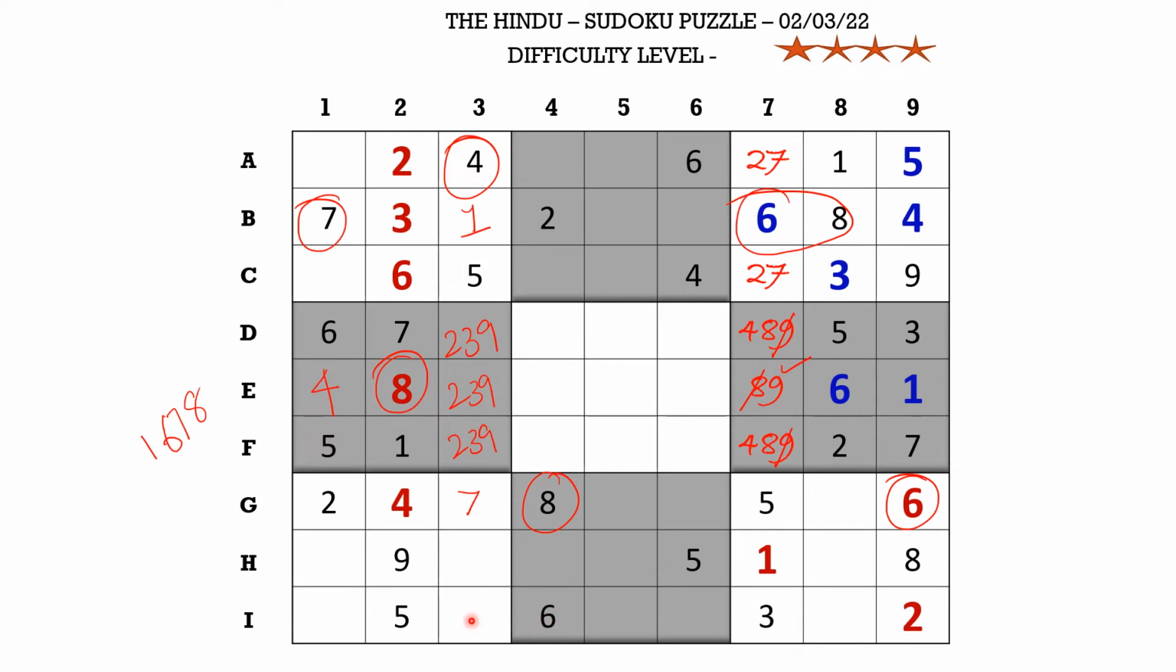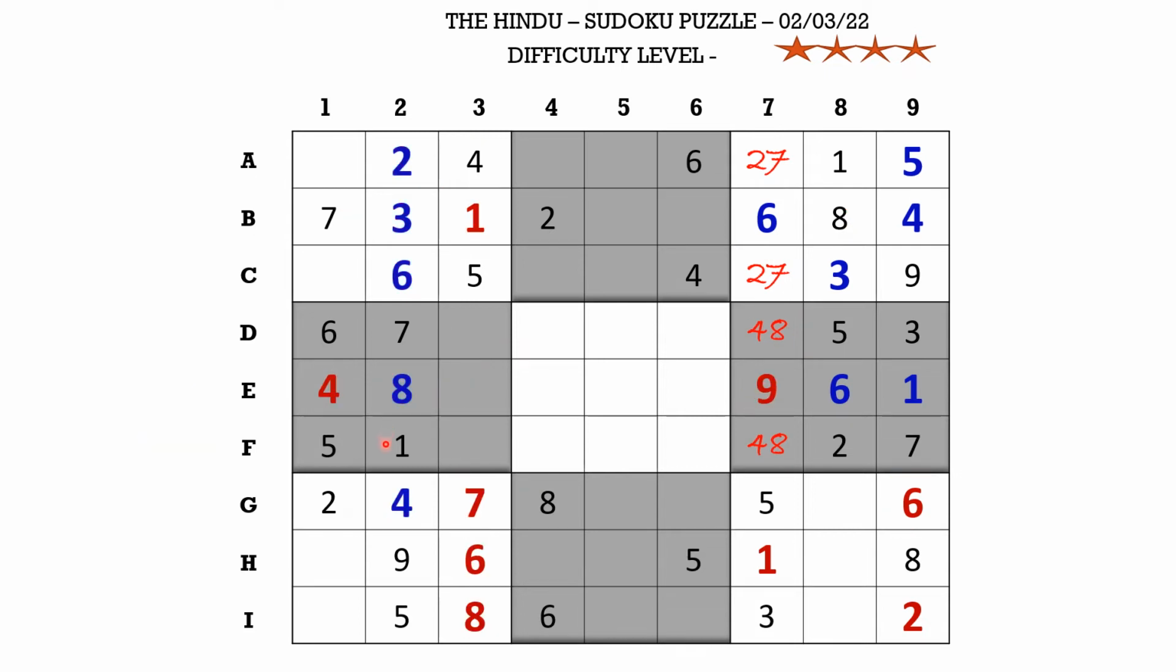I3 takes 8 and H3 takes 6. So in 7th block, the missing numbers are 1 and 3. There is a 1 here in H row and 3 in I row. So H1 takes 3 and I1 takes 1.